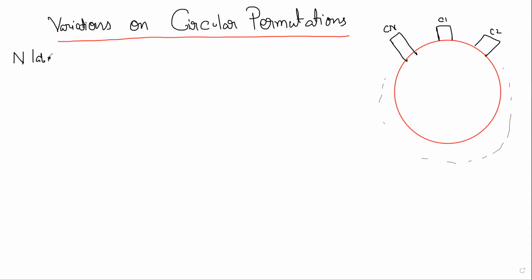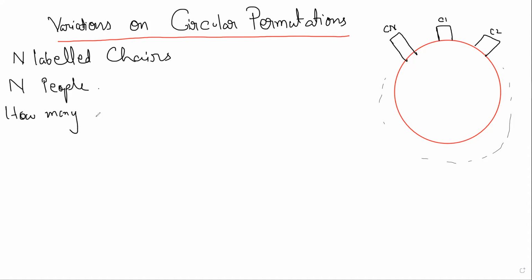All these labeled and unlabeled distinctions obviously matter a lot here, so one has to parse them very carefully, but I am stating them clearly. So n labeled chairs and n people. Obviously, n people means n different people. Then the most basic question is, how many permutations?